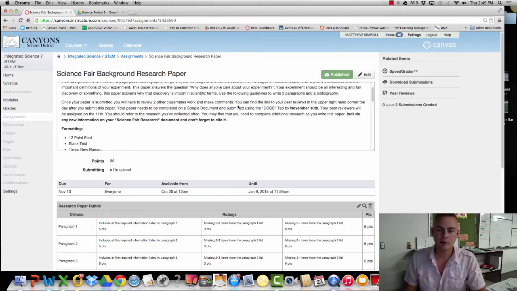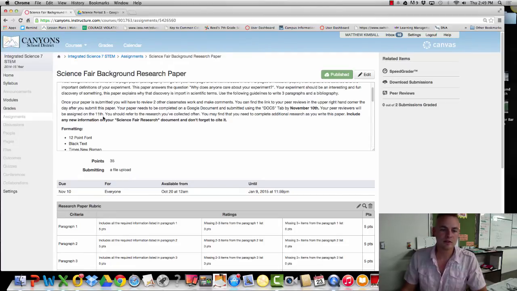You can find a link to your peer reviews in the upper right-hand corner the day after you submit this paper. So you won't see them until the 11th. Your paper needs to be completed on a Google document and submitted using the Docs tab by November 10th. Your peer reviewers will be assigned on the 11th, so the day after.